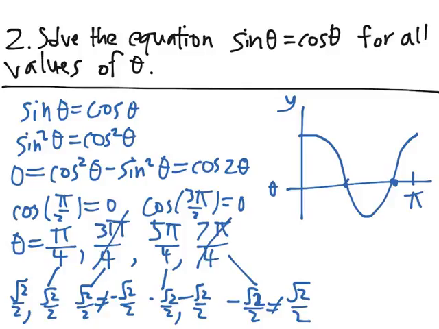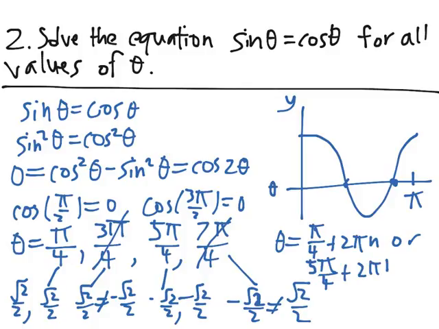This leaves us with theta is equal to pi over 4 plus 2 pi n, or 5 pi over 4 plus 2 pi n. And we can write this even more simply as pi over 4 plus pi n.